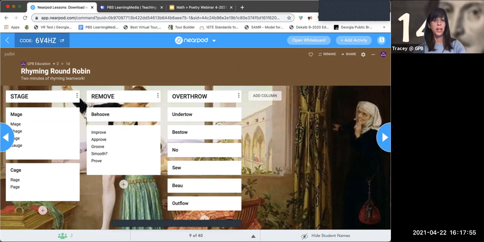So next one, I'm moving on to behoove. Mike is moving on to stage. I'm sorry, I'm moving on to remove. Mike's moving on to stage. And Alexander, you're going to overthrow. You ready? Okay. On your mark, get set, go.